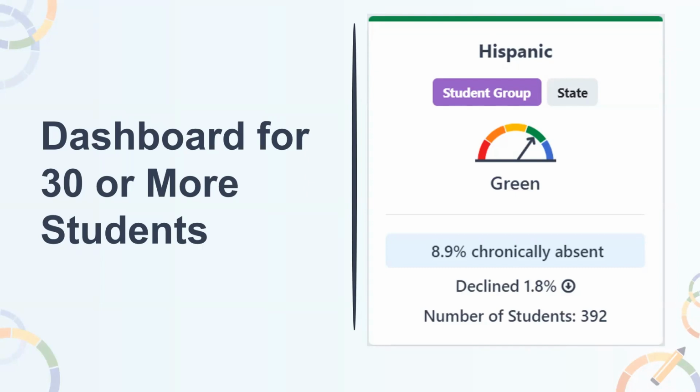Any LEA, school, or student group with more than 30 students in the denominator is held accountable for differentiated assistance, also known as DA, at the LEA level, and comprehensive support and improvement, or CSI, and additional targeted support and improvement, also known as ATSI, at the school level.